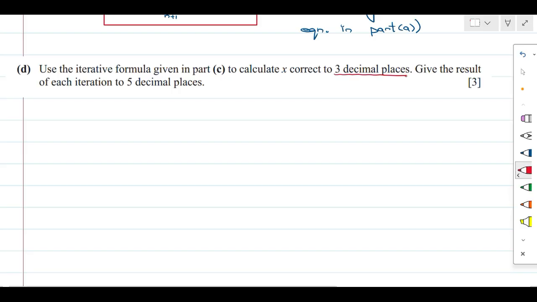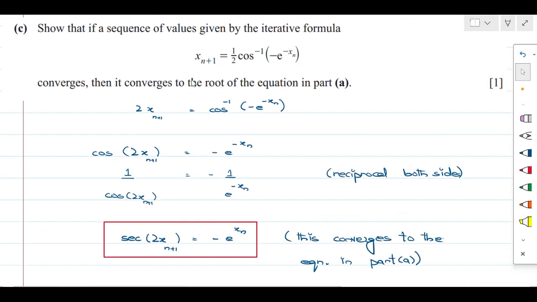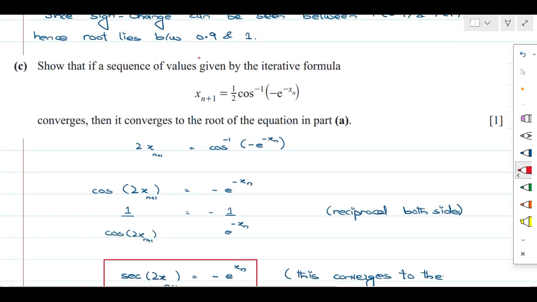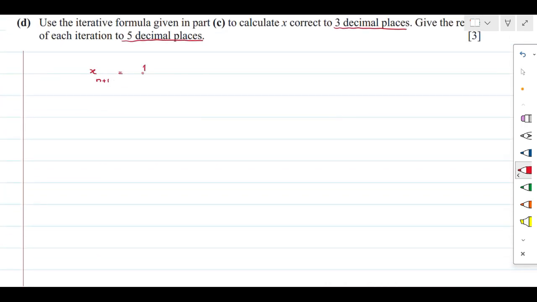3 decimal places. Give the result of each iteration to 5 decimal places. So what is the iterative formula given in part C? So this is part C. This is the iterative formula: xn plus 1 is equal to 1 by 2 cos inverse of negative e power minus xn.